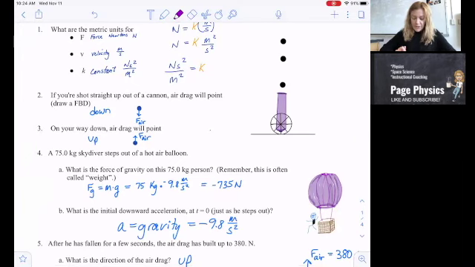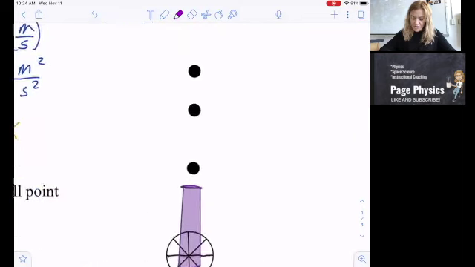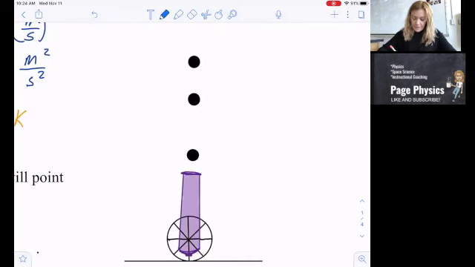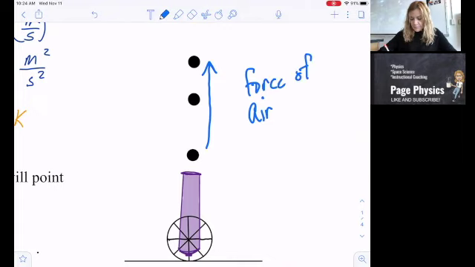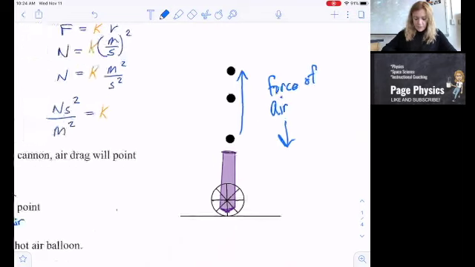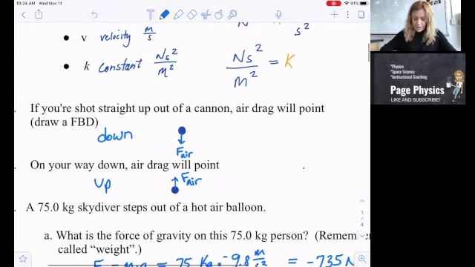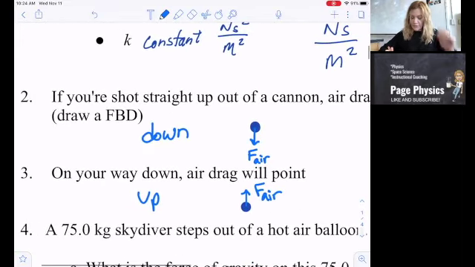If you are shot straight up out of a cannon, air drag will point which way? Imagine we've got this cannonball and it's being shot this way. If the cannonball is moving up, then the force of air will be moving against it, in the opposite direction. I have drawn a free body diagram here. The force of air is down. In my free body diagram, I've got the little dot, and I draw the force of air down.